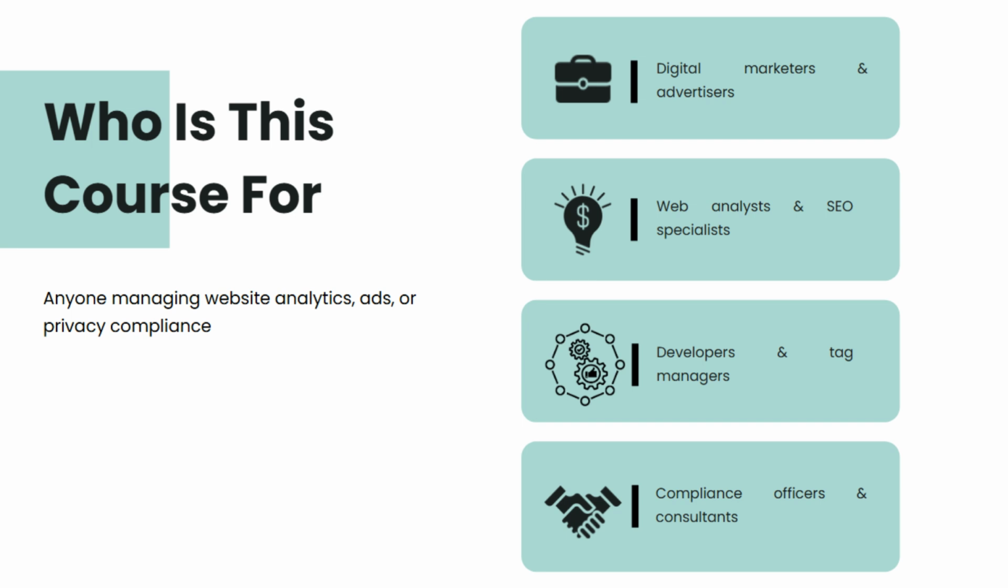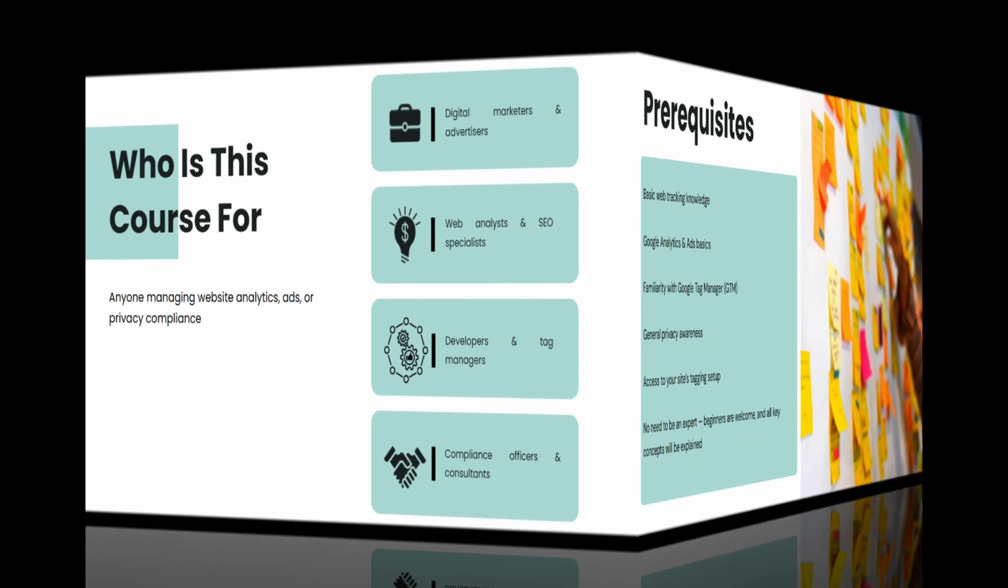Digital marketers and advertisers, ensure your Google Ads and remarketing campaigns comply with consent rules without losing performance. Web analysts and developers, learn to implement Google Consent Mode V2 via Google Tag Manager or code and understand its effect on data collection. Site owners and compliance professionals, understand how consent management aligns with GDPR, e-privacy, CCPA, etc., and avoid legal pitfalls while maintaining useful analytics.